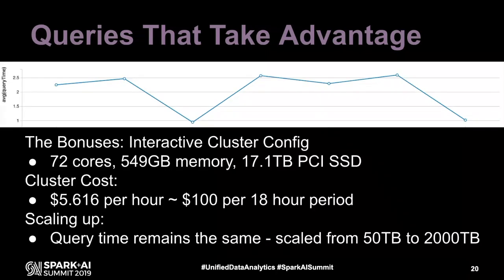And perhaps the coolest part is the size of the cluster and how cheap it was to query this table, but also that this was able to easily scale up more than 20x over the course of a few years. So for these 3-second queries, you're hitting a 2 petabyte table with just 72 cores and a few terabytes of SSDs. The overall cost for running this cluster was only $100 per 18-hour period, so something like $900 per week, basically, for the actual customer.